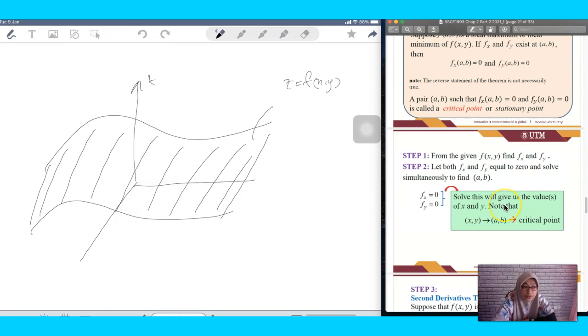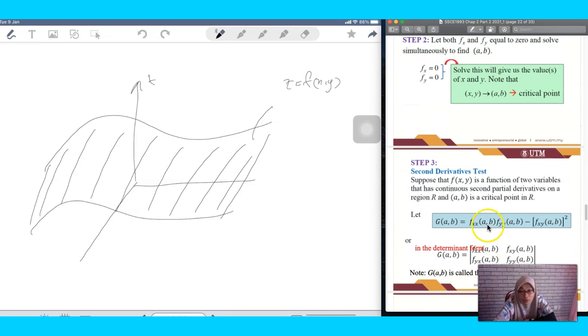Then after you get the stationary point or critical point, you have to determine the behavior of that point. That point can be a maximum, that point can be a minimum, or it can be a saddle. In order for you to determine that, you have to apply a test, namely the second derivative test. Why do we call that a second derivative test? Because from the formula, you have to apply the second order derivatives. You can have the second order of x, the second order of y, and also the mixed partial between x and y.